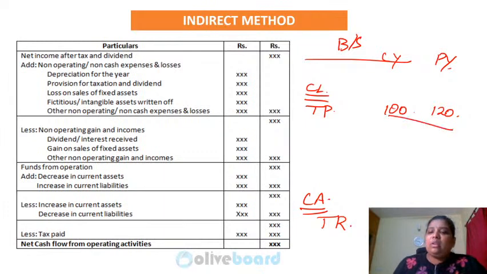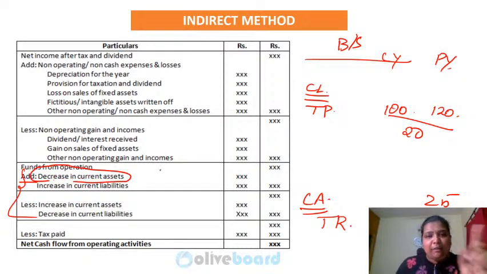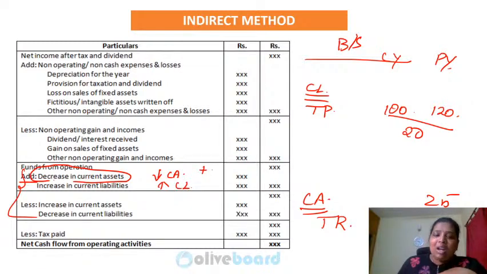Now we know the difference between the two years, the comparison: this is 20 and this is 25. Now what should I do with this figure? Is it plus or minus? For that you need to do this. First remember this, then I'll explain the logic behind it. Add a decrease in the current asset. Remember, for one it is the opposite for the other. So a decrease in current asset, which means an increase in current liability, should be added.